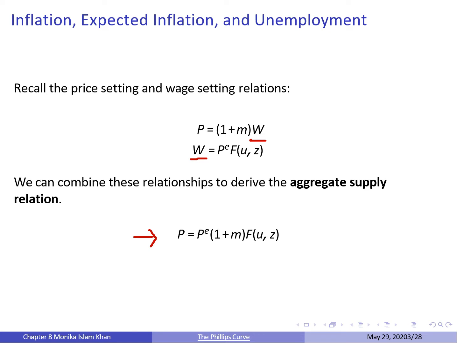Here, an increase in the expected price level leads to an increase in nominal wages, which in turn leads firms to increase their prices and thus leads to an increase in the average price level. An increase in the unemployment rate leads to a decrease in nominal wages, which in turn leads to lower prices and a decrease in the price level. Also, an increase in the markup over wage on price also leads to an increase in the price level.